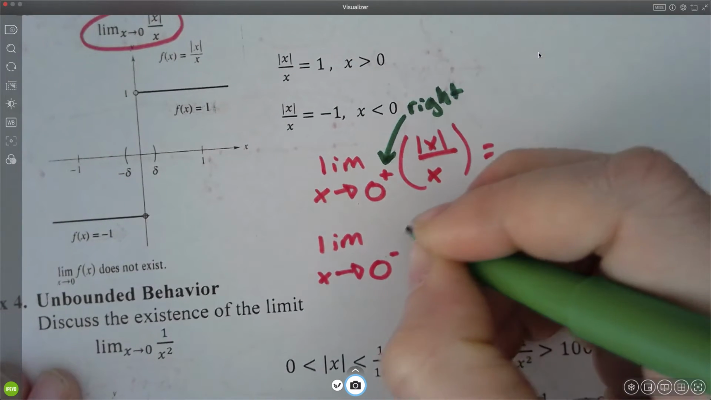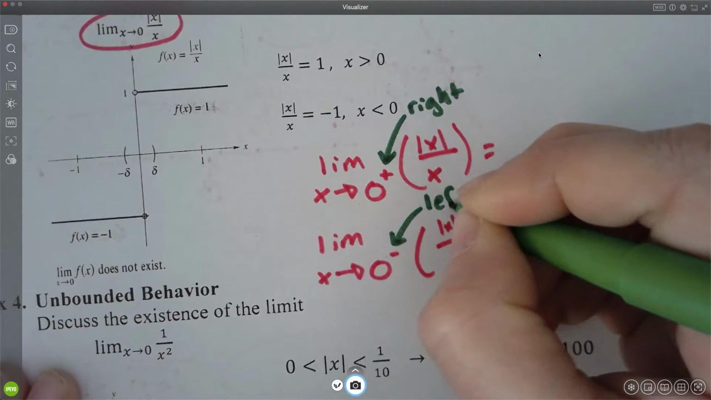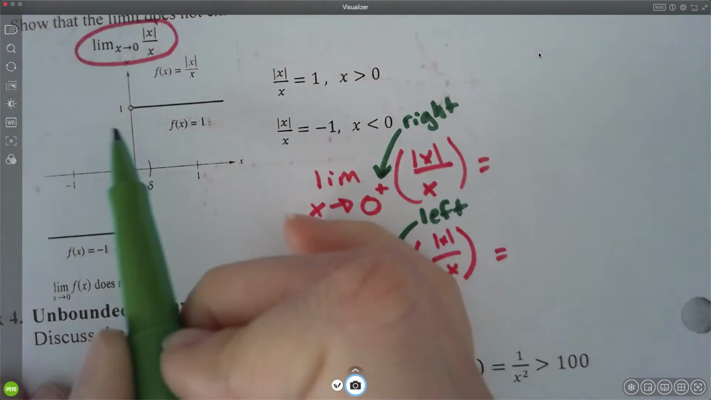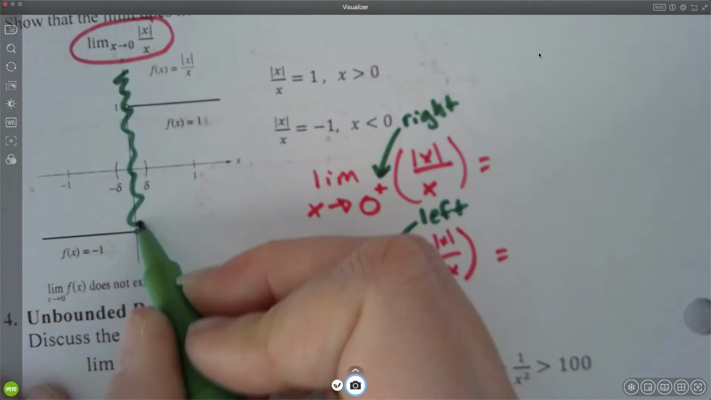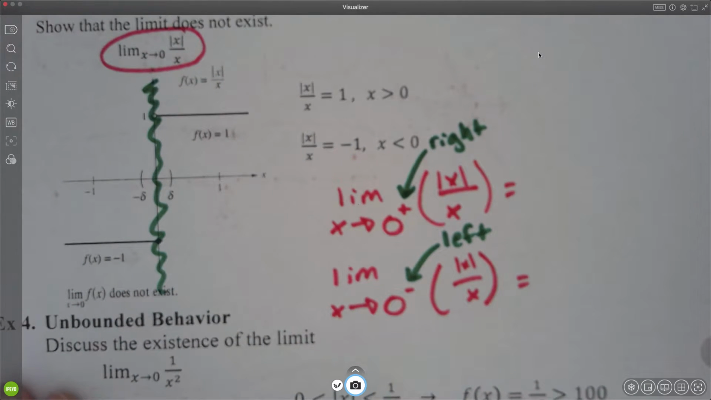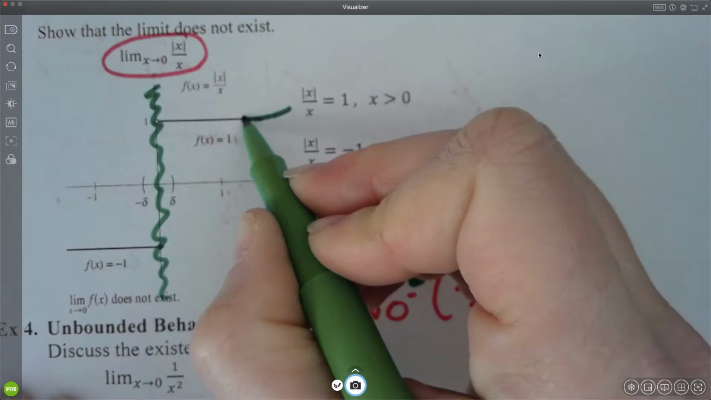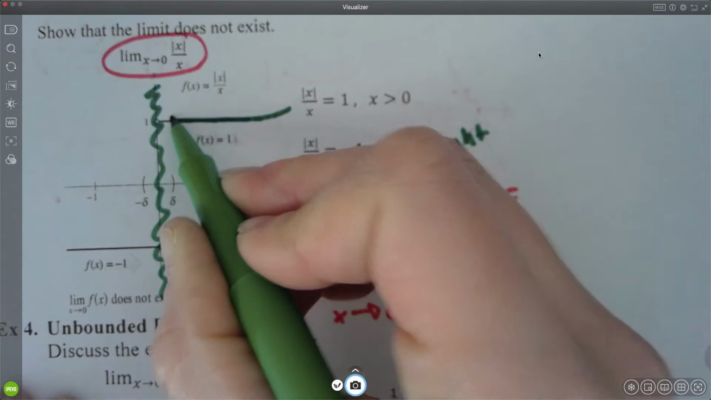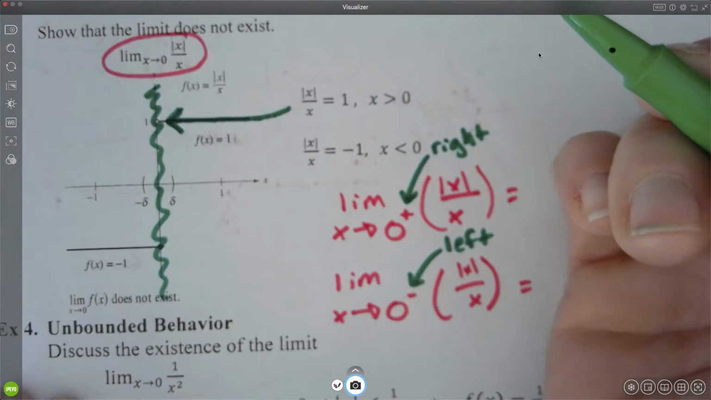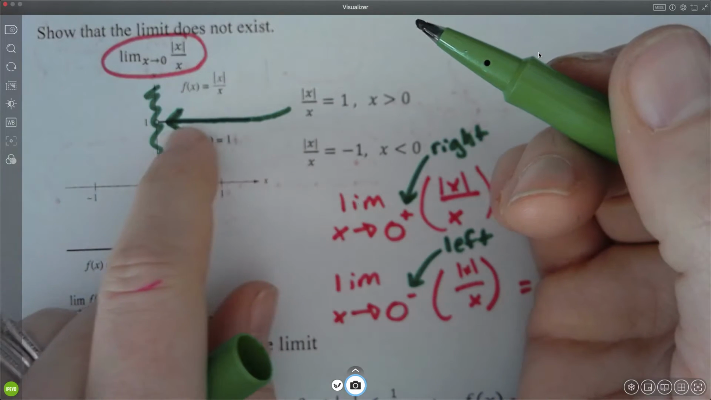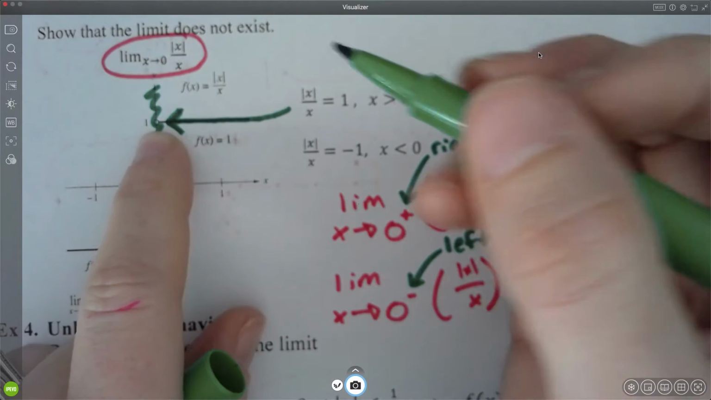0 minus means on the left side of 0. Okay, so 0 is here. 0 lives here on this bar right here. And so what's happening on the right side of 0? We're coming in along our function, along this line, right? And along the right side, looking like at 0, he's going to touch a value of 1.